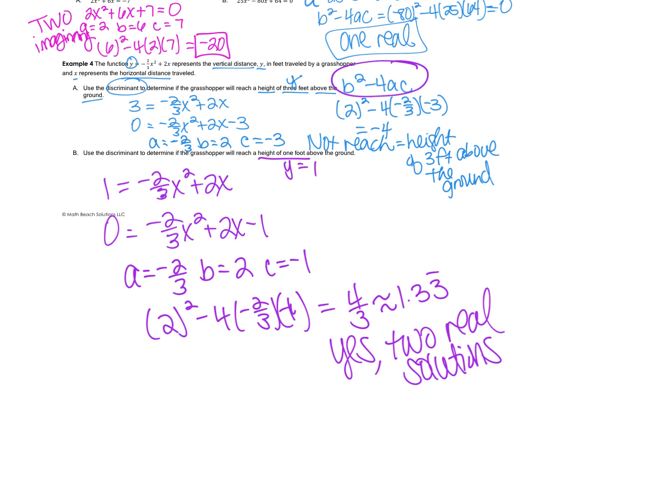Okay, this is using the quadratic formula, and then on the back we were just looking at the discriminant piece, which is just the piece under the radical to determine what type of solution we would have.